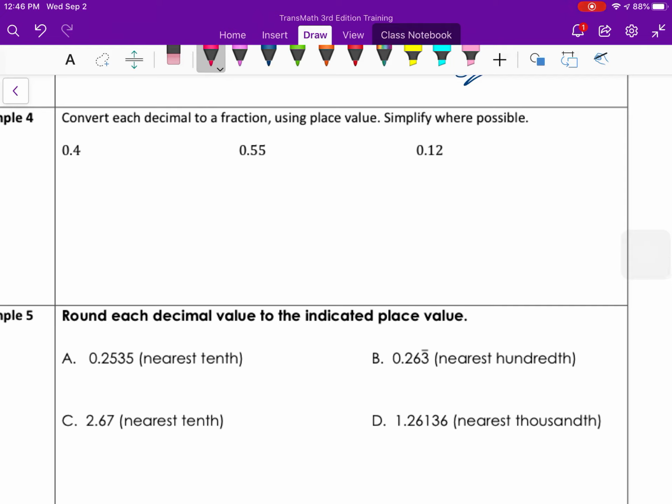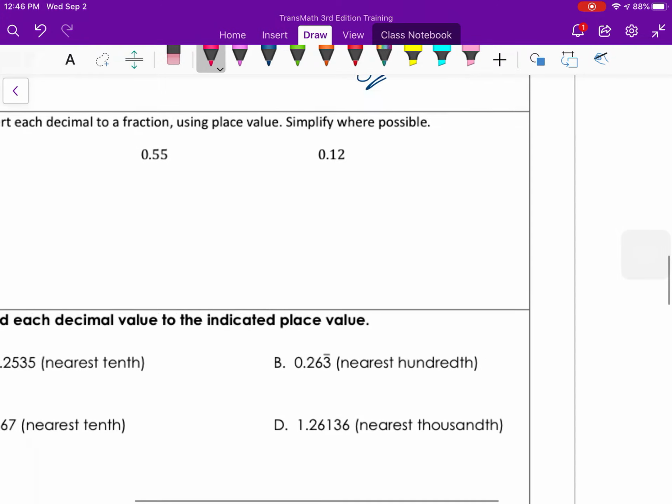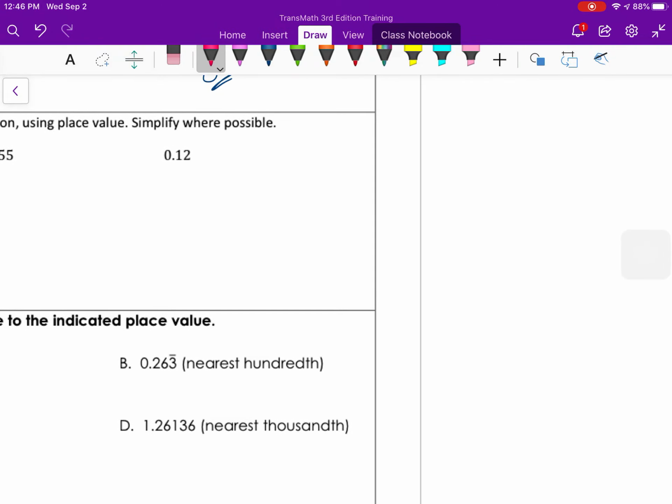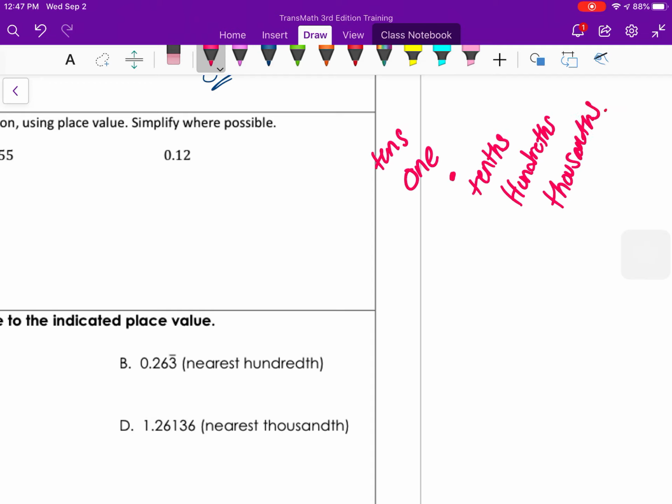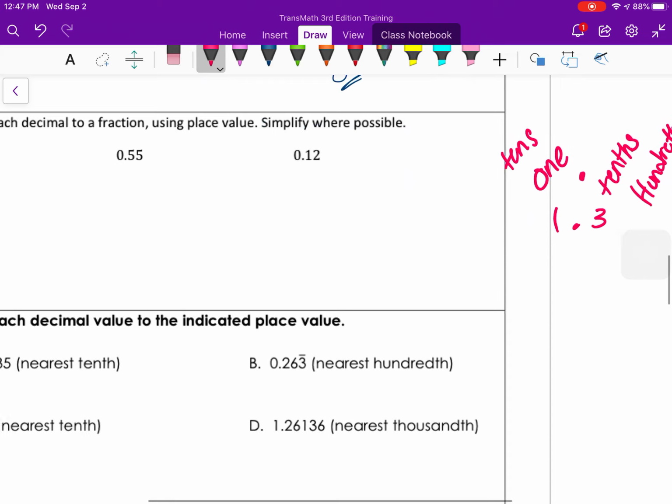Now going backwards, converting each decimal to a fraction using place value. So that's where we needed to remember our decimal points. We have the ones and the tens place, and then the decimal, and then you have the tenths, hundredths, thousandths, etc. in the decimal place. So if I had like 1.3, that's 1 3/10.